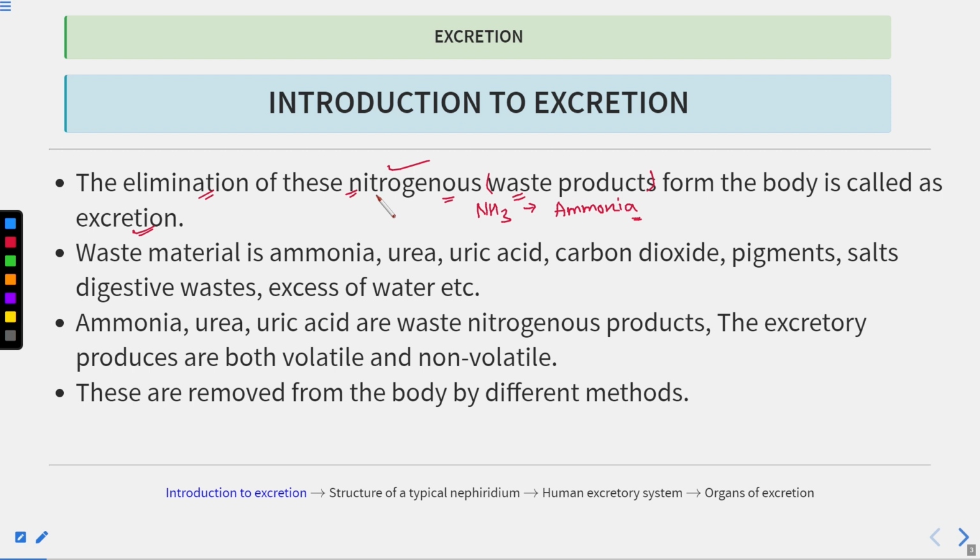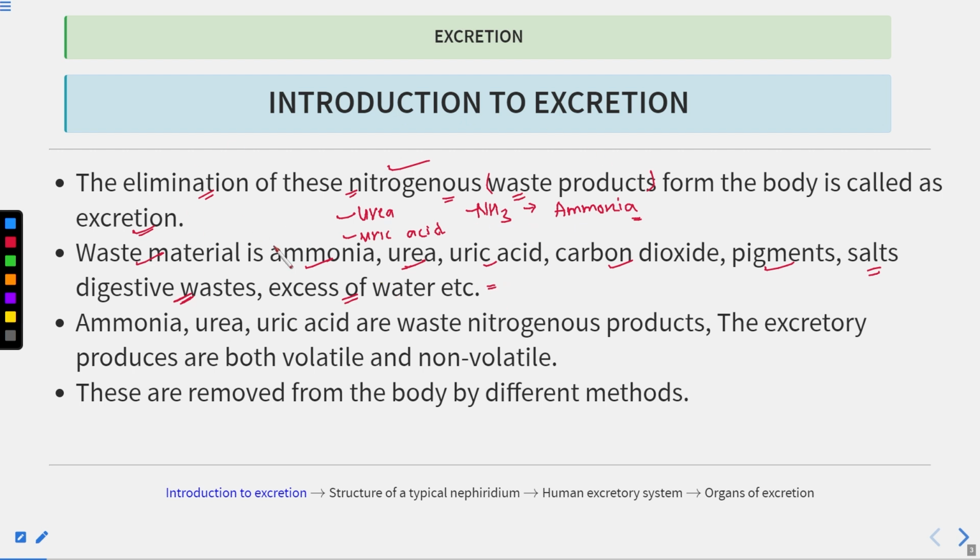Some other examples of nitrogenous waste are urea and uric acid. So these are some examples of nitrogenous waste compounds: urea, uric acid, and ammonia. Here, waste materials include ammonia, uric acid, urea, carbon dioxide, some pigments such as biliverdin and bilirubin, some salts, and some digestive waste. After digestion, some undigested food is left that has to be eliminated out of the body. Along with it, excess water also has to be eliminated. This is known as excretion.